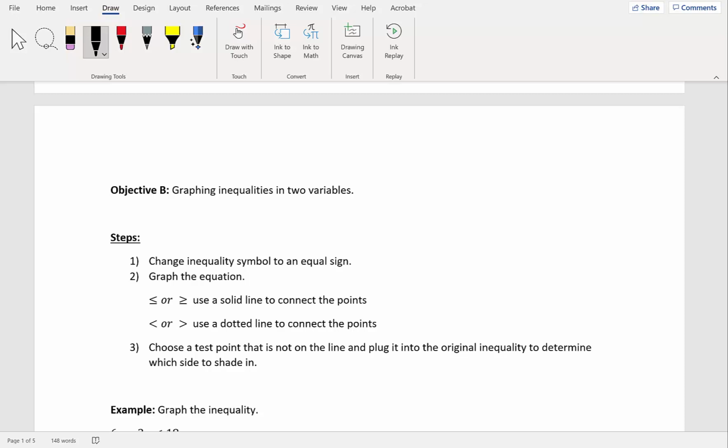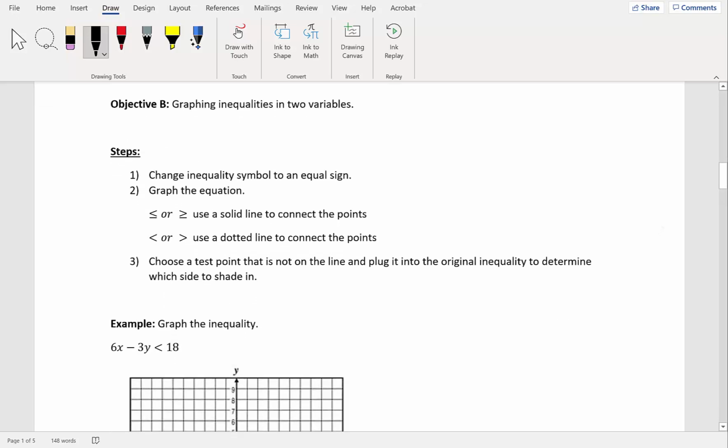Now, if you have less than or greater than, you're going to use a dotted line to connect the points. Okay. So if it's less than or greater than, that means that those points that are on the line, they do not satisfy the inequality. Then your third step, you're going to choose a test point that is not on the line and plug it into the original inequality to determine which side to shade. Okay. Let's go ahead and take a look at an example.